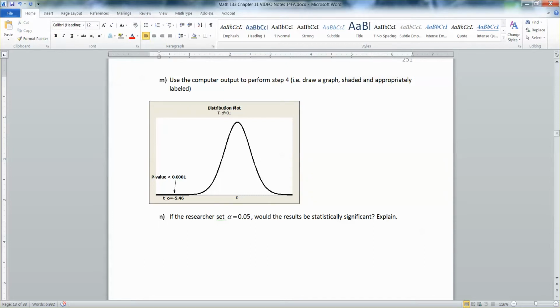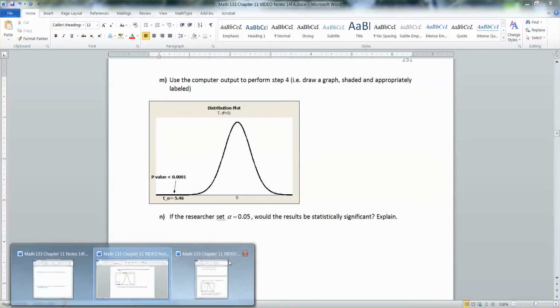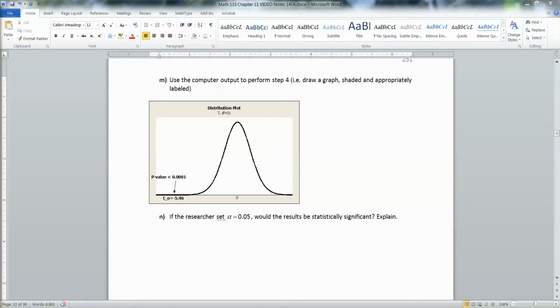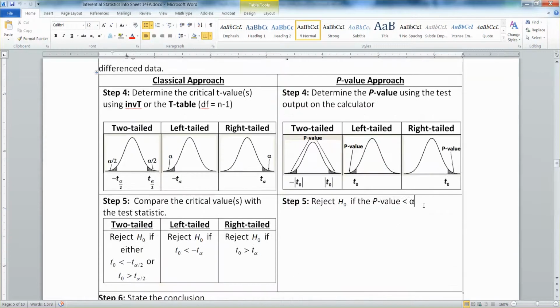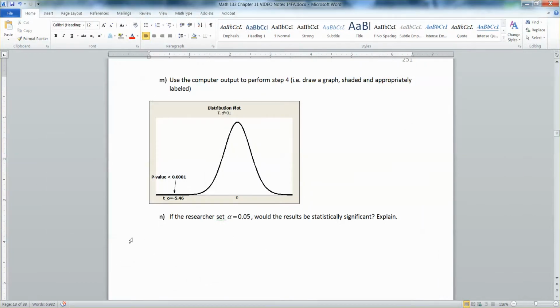Now, if the researcher had set alpha to be 0.05, would those results be statistically significant? Well, yes, absolutely, right? Because our p-value is less than alpha. Remember that you reject the null hypothesis when your p-value is less than alpha. Let me bring up the test we're doing here. So we reject H0 if the p-value is less than alpha, always. So this would be a big fat yes, right? We would reject H0 because the p-value is less than alpha. This is statistically significant.